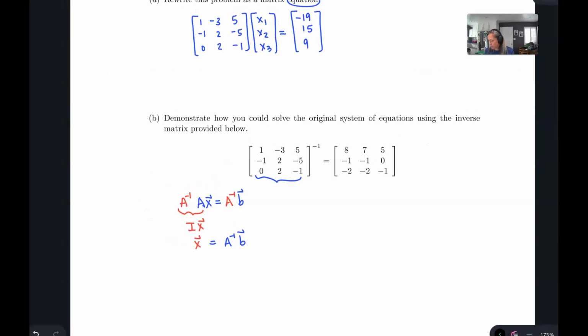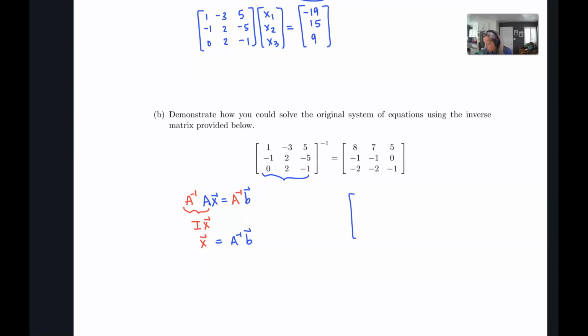So the original solution vector was negative 19, 15, and 9. Our matrix here is 8, 7, 5, negative 1, 0, negative 2, negative 2, negative 1. If I do all this multiplication, I'm going to get that x1, x2, x3 column vector that we set up. So all you had to do was the actual matrix multiplication. I would like to see that. I think some people sort of just left this as an exercise to the reader. And yes, I guess I could solve it from there.